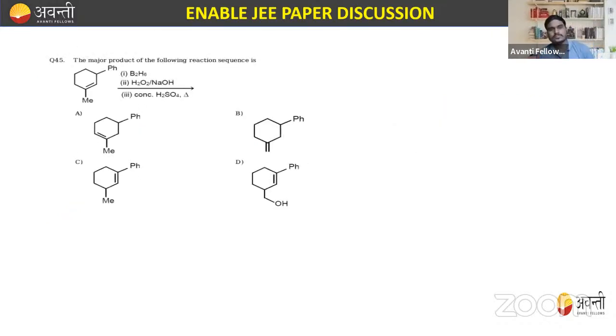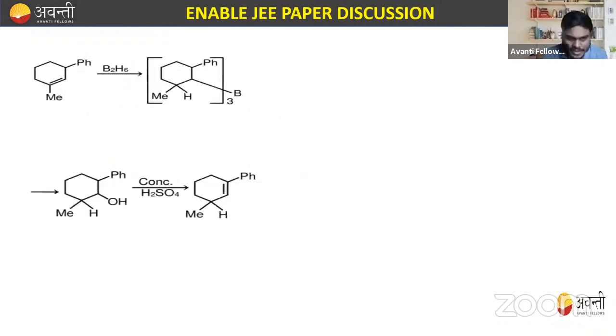Now, what is the major product of the following reaction sequence? You have to calculate the major product for the following reaction sequence. The first reactant is given, that is B2H6, diborane, and the next step is H2O2 with NaOH, and the third step is concentrated H2SO4 when heated, concentrated H2SO4, right? So let's discuss this.